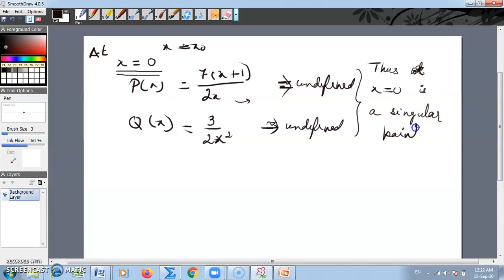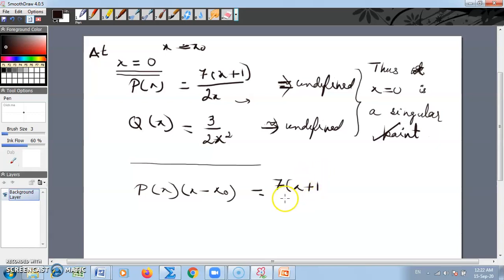Now to find what kind of singular point. I have already found that it's a singular point. What I have to do now is multiply px by x minus x naught. So what was my px? Here it is (7x plus 1) divided by 2x. So when I multiply, and x minus x naught, where x naught is 0, is just x. So this cancels with this, and I get 7x plus 1, which is defined.